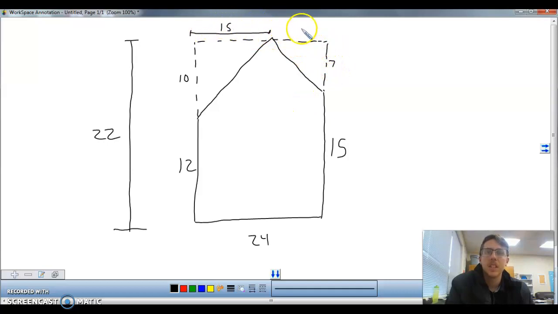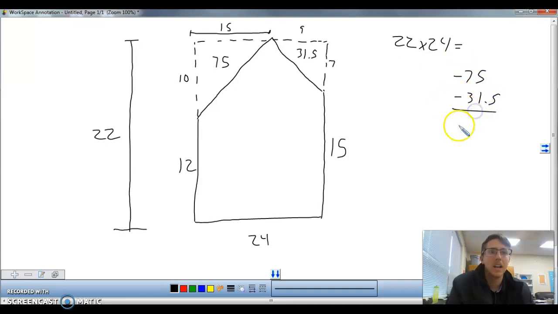They knew if this was 15, this part needed to be 9. They found the area of that triangle to be 31.5, the area of this to be 75. So they took 22 times 24 to get the whole big rectangle all the way around that they created. Whatever they found the answer of that to be, they took away 75, and they also took away 31.5, and it got them to 421.5, which is what the answer was.